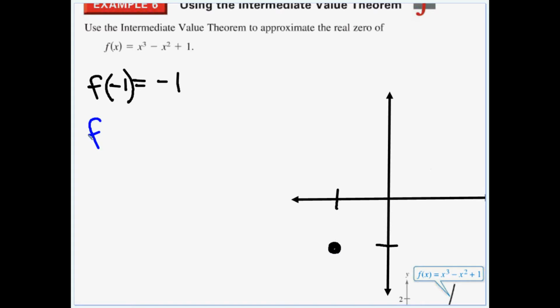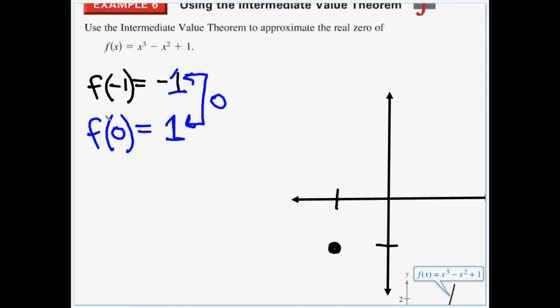Let's try f of 0. That's an easy one to do. 0 cubed is 0, minus 0 squared is 0. So that's 0, and then plus 1, positive. Jackpot. Look what happened. We put in two adjacent numbers, negative 1 and 0, and we've got out a negative number and a positive number. What lives in between positive and negative? 0 is in there somewhere.